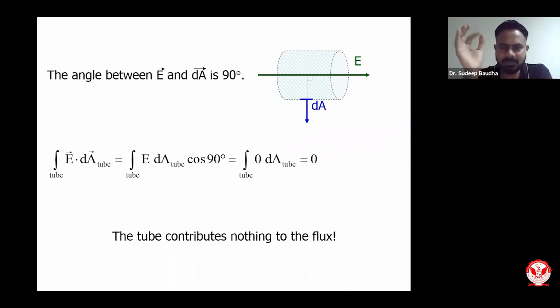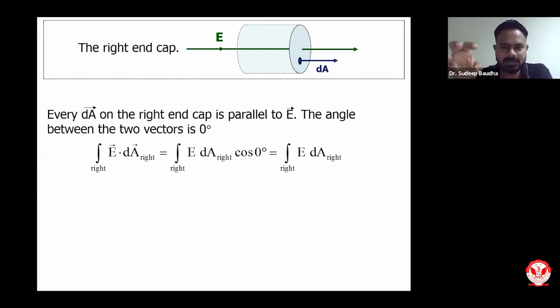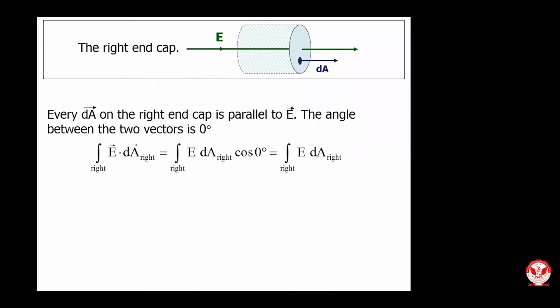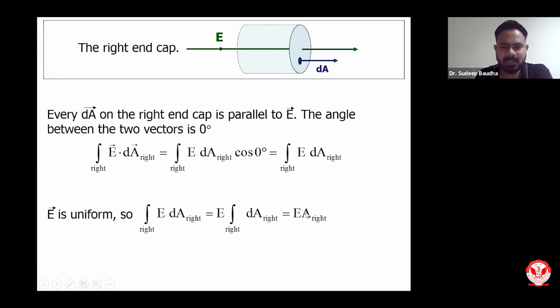So for the first case, for the left cap, we have got minus EA left. And in case of the tube, I am going to get 0. So the tube contributes nothing to the flux, as we can prove it mathematically. Now the right hand cap, as you can see, the difference is that the angle between the electric field vector and the area vector is 0 degree in this case. So I can do the calculations. I can simply keep the value of cos theta as cos 0, and I get E dA, and I will get EA right. So this becomes positive in this case.